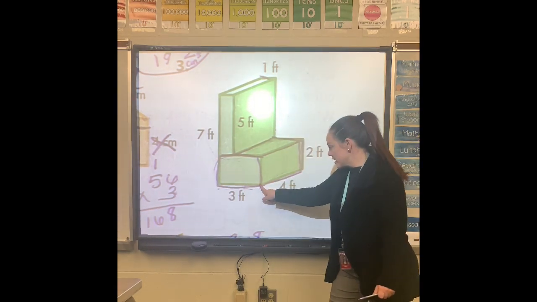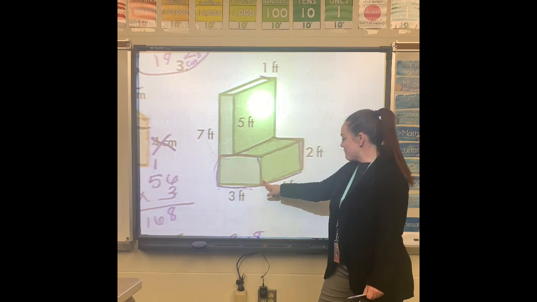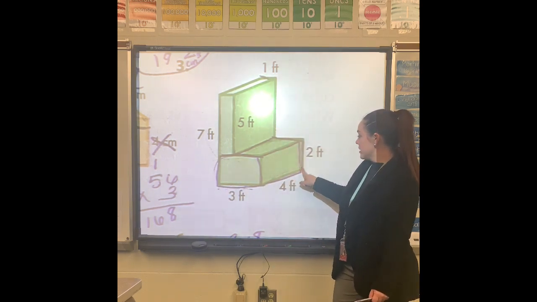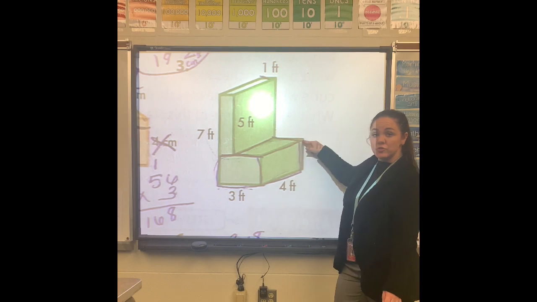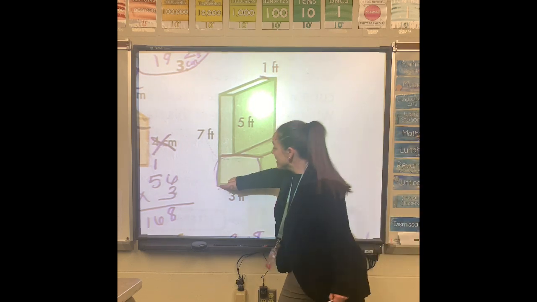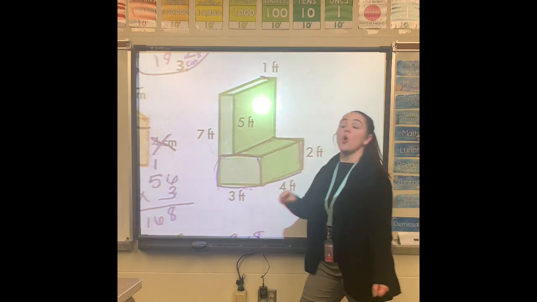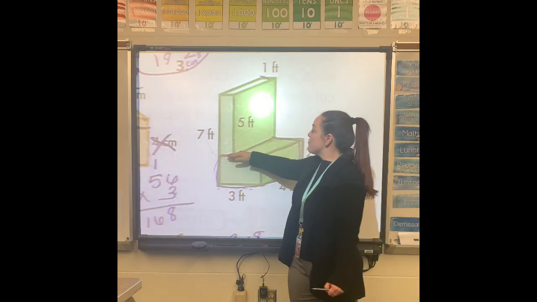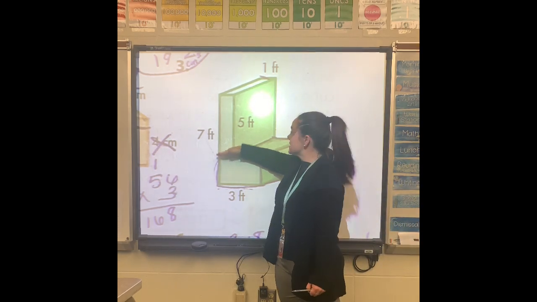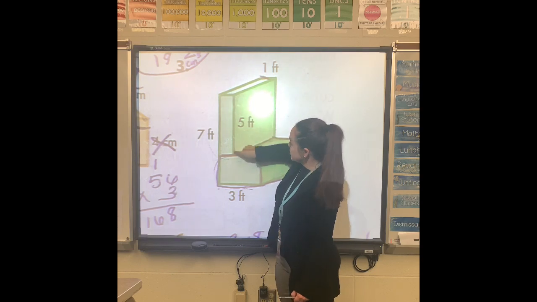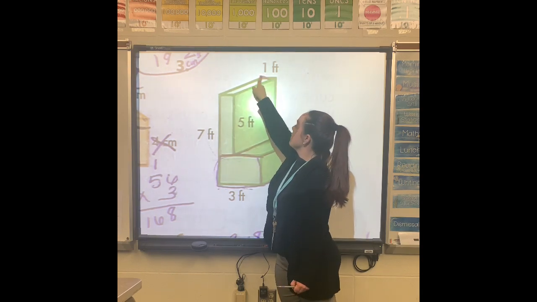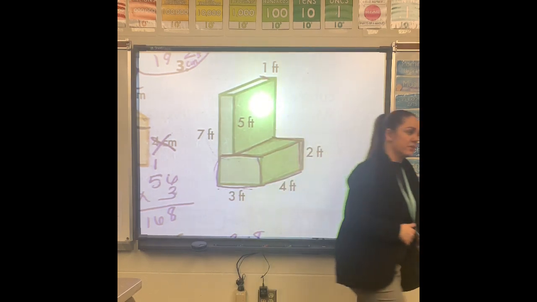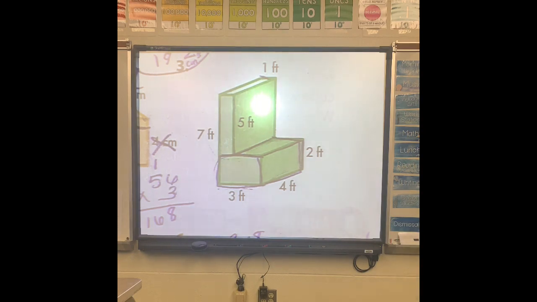We have 3 here from left to right. I have 4 going front to back. This is only 2 feet. 7 is the entire height of the whole thing. 5 is just from this step and up. This 5 represents just the height of this piece. And then we have 1 going across there. So sometimes you need to look at that.